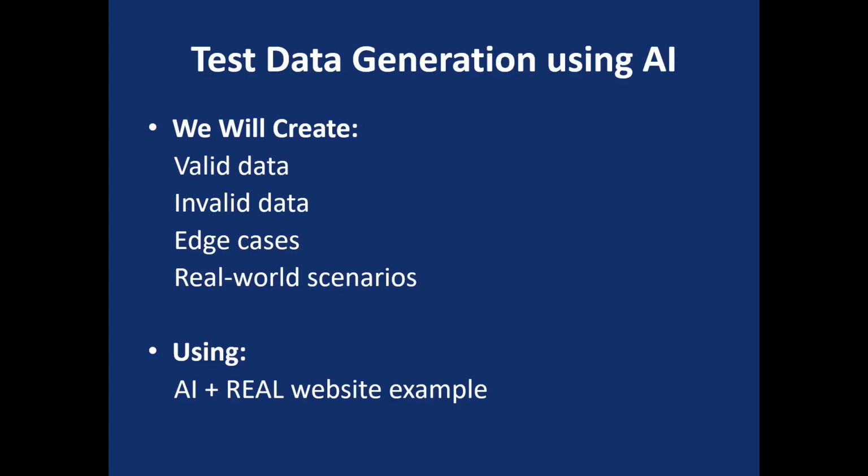Today we are going to learn one of the most important QA skills, that is test data generation using AI, but not just normal data. We're going to create valid data, invalid data, edge cases, real world scenarios using AI plus real website examples. So if we talk about the real example, that is basically Sauce Demo checkout.